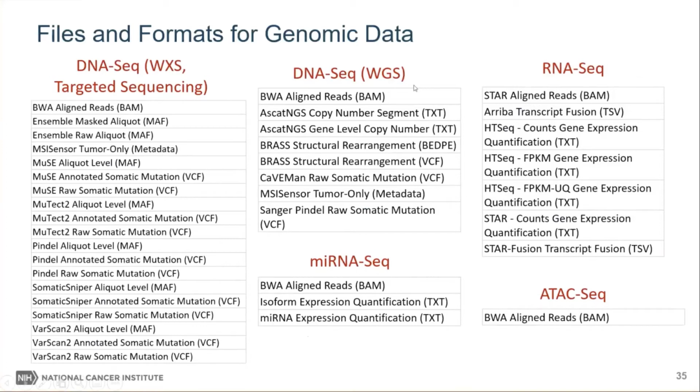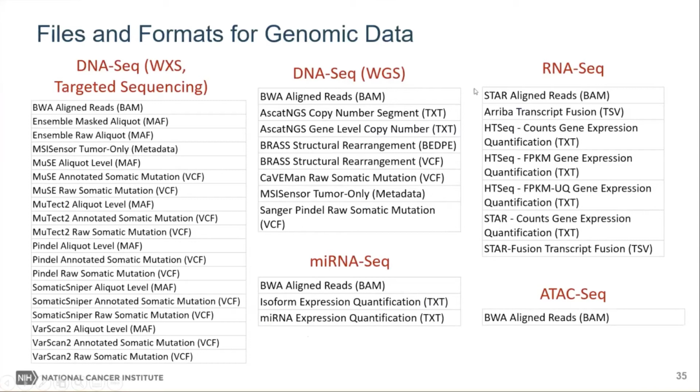Most genomic files are sensitive data, and therefore all such file types that potentially contain germline information are protected and distributed through a controlled access part of the GDC portal. For whole genome sequencing, files available from GDC include the BWA-aligned BAM files, somatic mutation calls from the Sanger pipeline in VCF format from 2 different workflows, Pindel and Caveman. Again, the MSIsensor metadata from tumor-only data, copy number segment, and gene level copy number files from the ASCAT pipeline. Structural rearrangement data from the BRASS pipeline are available in BEDPE and VCF formats.